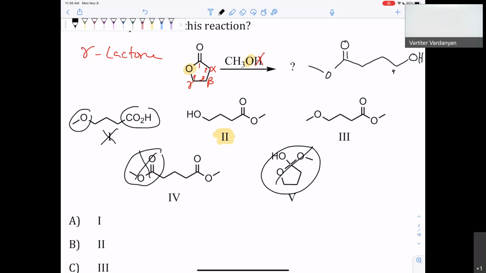And now we're stuck between 2 and 3. And how I think of it is there's no way to get a carbon on that oxygen at the end. We haven't seen any reaction that does that, so we get rid of it. And 2 is the only one that makes sense. Yes.